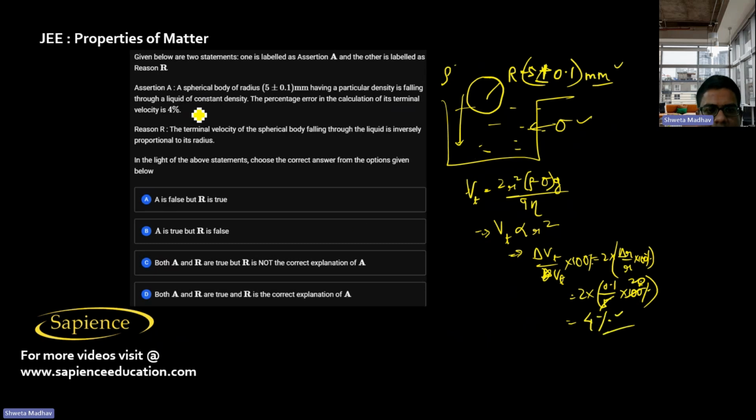So the assertion is true. Then the reason is: the terminal velocity of the spherical body falling through the liquid is inversely proportional to its radius, which is false, since the terminal velocity is directly proportional to the square of the radius. So A is true, R is false. So option B is the correct answer.